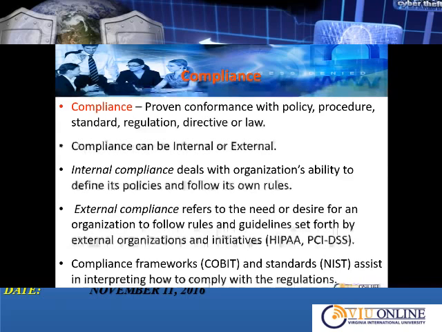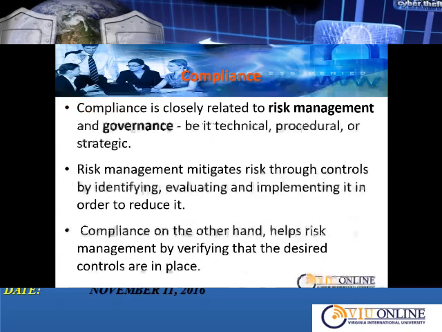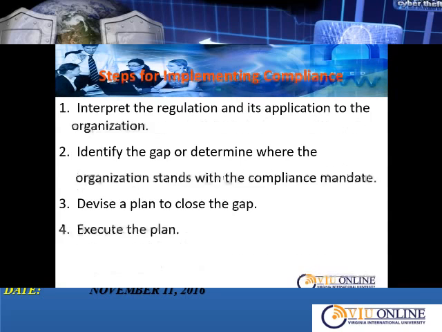Compliance frameworks such as COBIT and standards like NIST assist in interpreting how to comply with the regulations. COBIT stands for Control Objectives for Information and Related Technologies. Compliance is closely related to risk management and governance. It could be technical, procedural, or strategic. Risk management mitigates risk through controls by identifying, evaluating, and implementing them in order to reduce it. Compliance, on the other hand, helps risk management by verifying that the desired controls are in place.